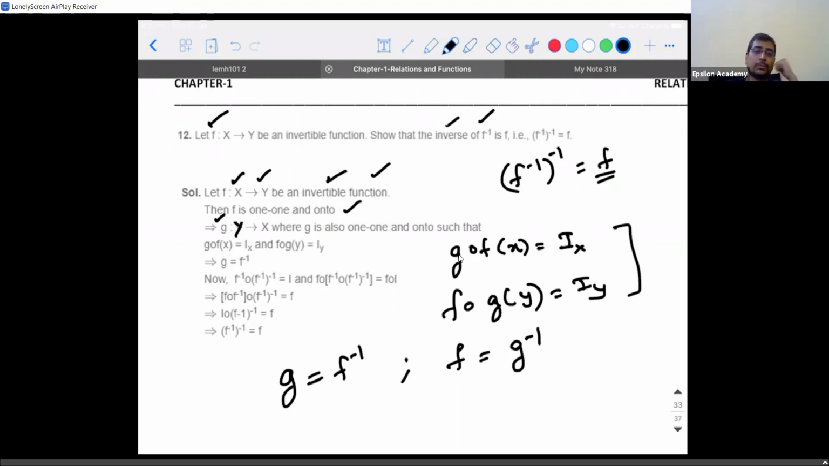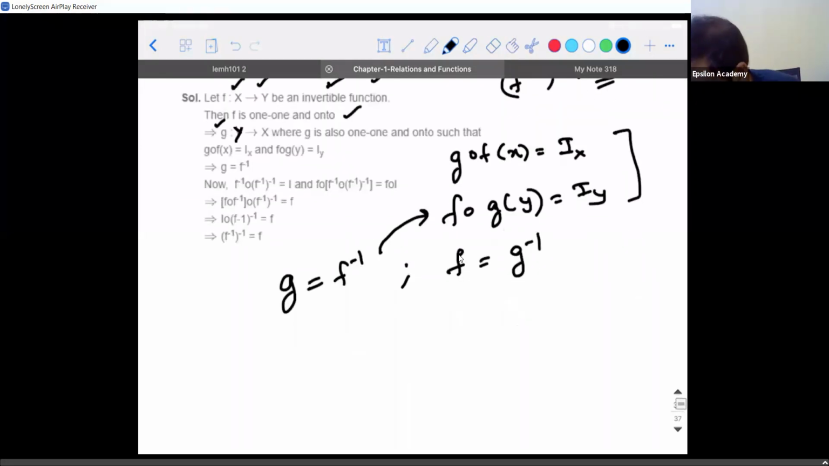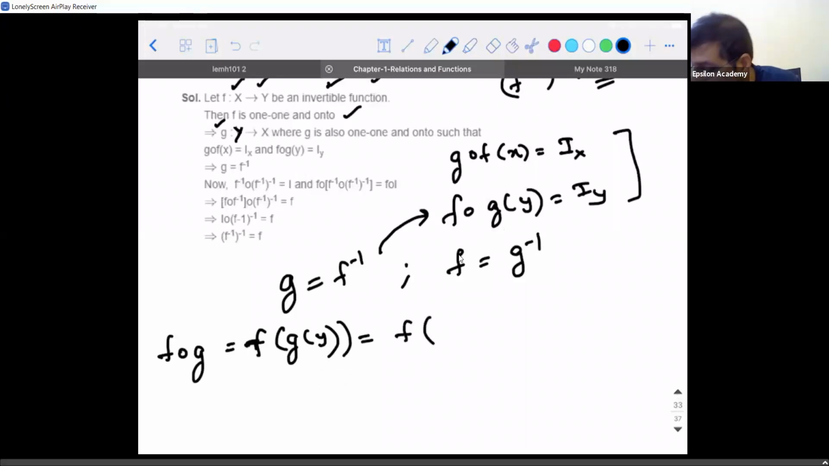Guys, any doubt till this step? Now see, when I say g is f inverse, then take it and substitute it here. f circle g is equal to f of g of y, which is equal to f of f inverse of y, which is equal to y. Sorry, is equal to I. I hope you are able to understand this.